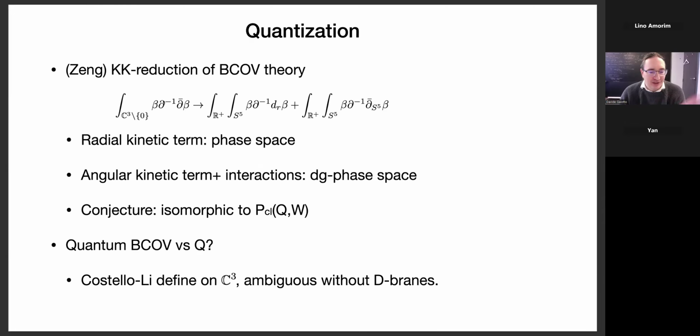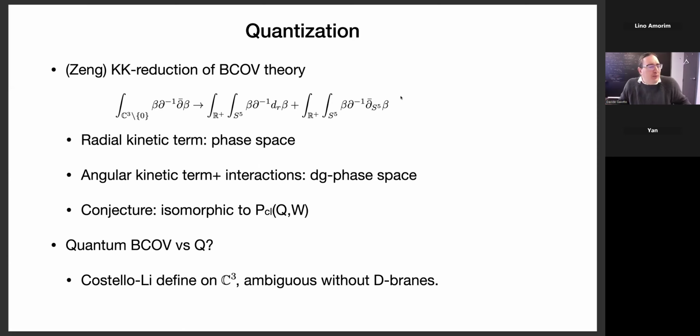So the BCOV theory, the B model, has an action which looks like this: the integral over C3 minus the origin of beta del inverse del bar beta. When you do the splitting, you get what looks like one-dimensional quantum mechanics, where the action is p q dot, p dq over dt. So here I'm getting a quantum mechanics based on a symplectic pairing, which is literally the symplectic pairing we had before, beta del inverse beta. Then there is the tangential complex, which is like an extra differential, so I get a derived phase space. I wrote only the quadratic part of the action; there is a cubic part too.